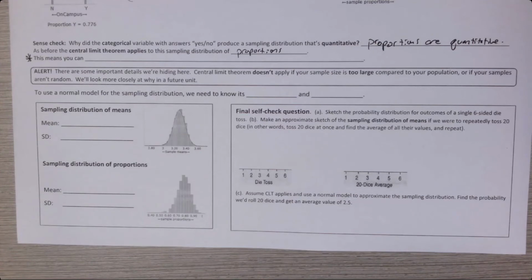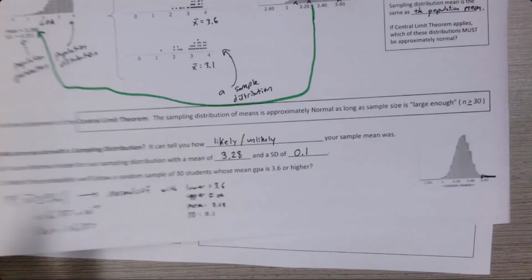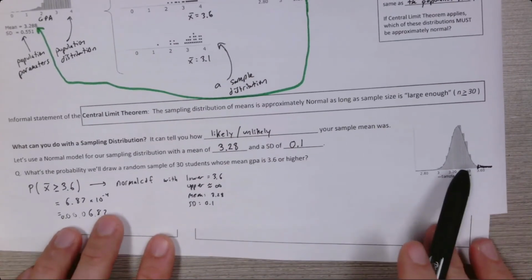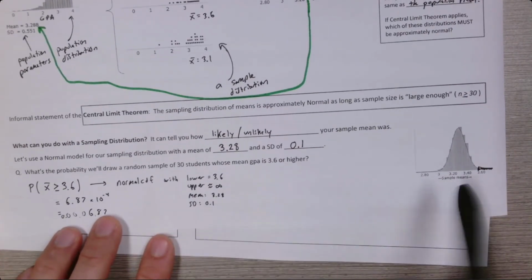Okay, so let's bring it on home. At the bottom of the front page, we'd used the sampling distribution to figure out the probability of getting a particular outcome.